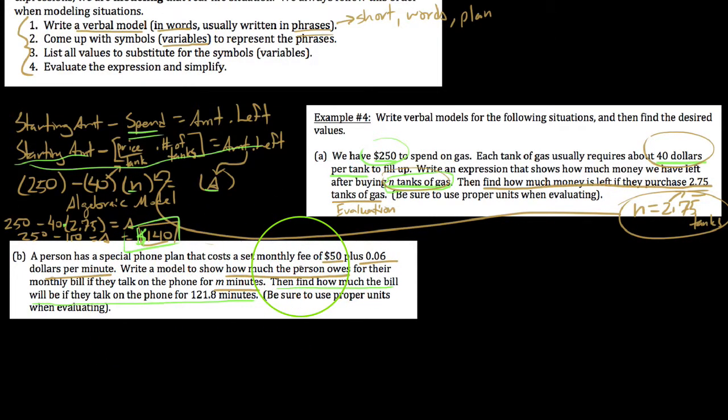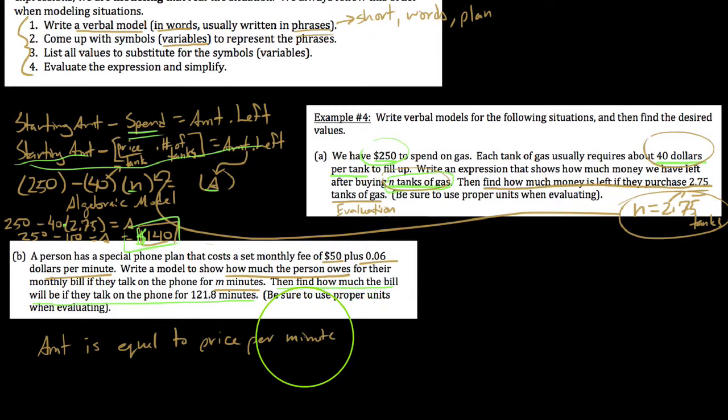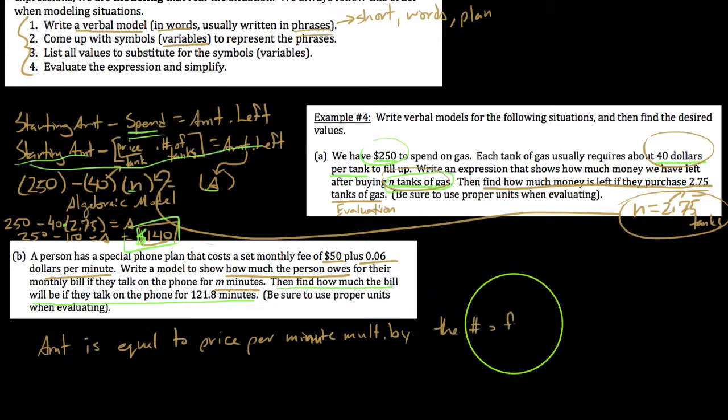Let's think about this. If you had a phone plan, you spent $50 plus 6 cents per minute. To find out the amount that you owed, you'd have to say, well, it'd be the original 50, and then you'd have to add on how many minutes I talk times 6 cents a minute. So our verbal model is going to look like this. The amount that I owe is equal to the price per minute multiplied by the number of minutes.